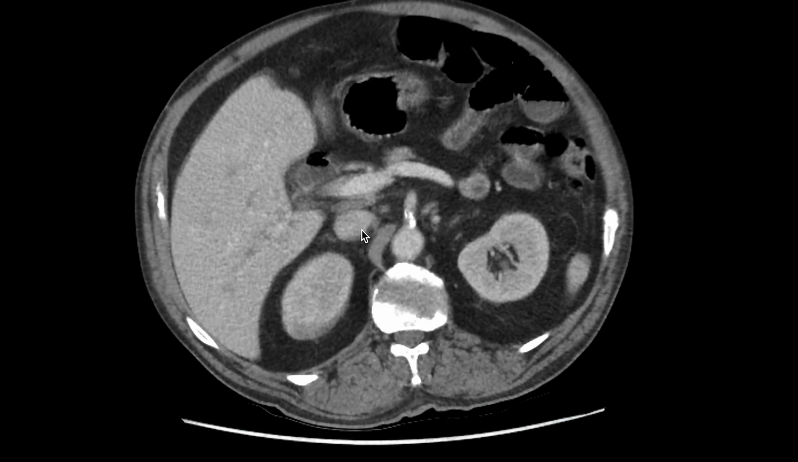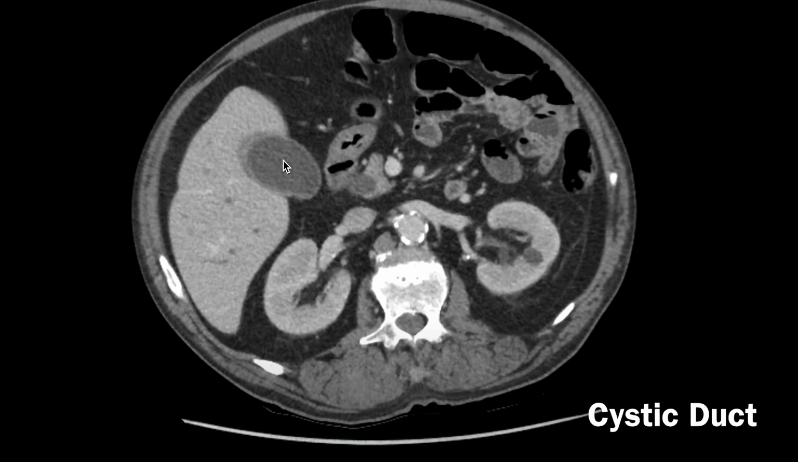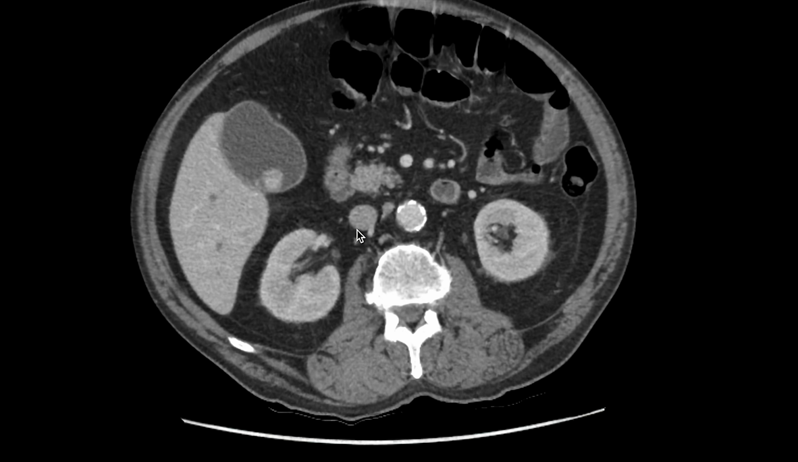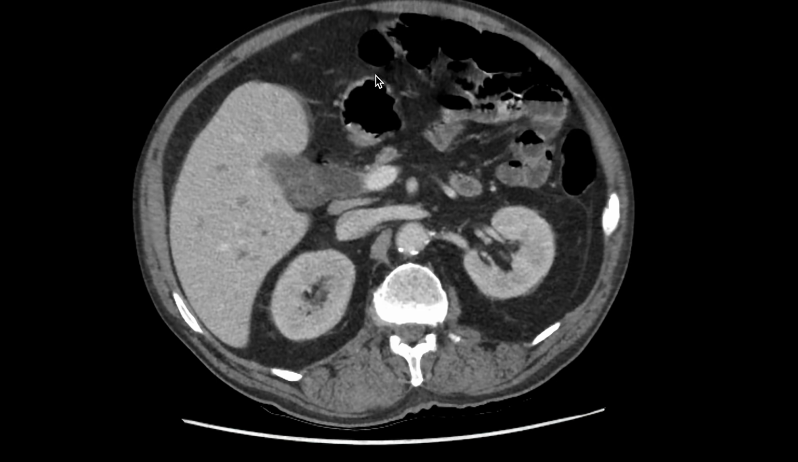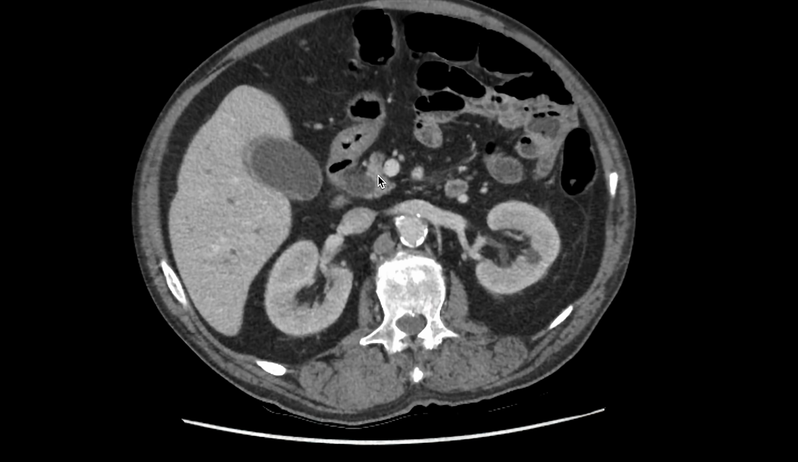The common hepatic duct is joined by the cystic duct here. So this is the gallbladder down here with stones in it. And if I scroll up, you can see the cystic duct here because it's dilated, and it joins the common hepatic duct to distally become the common bile duct, or the CBD.